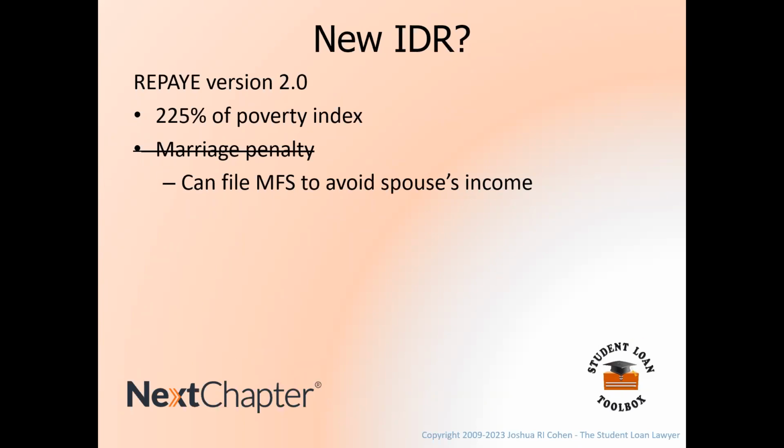Now, this is going through negotiated rulemaking right now. A lot of it could change, but here's how it looks right now. Number one, instead of 150% of the poverty index, they're going to use 225%. That's huge. That means a family of 4 earning about $50,000 a year will have a $0 payment. That is whoppingly huge. Massive. They also got rid of the marriage penalty for Repay. You can file as married filing separately and avoid the spouse's income. So that's a big thing.